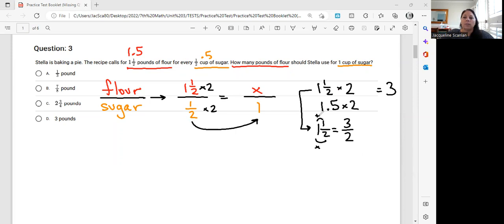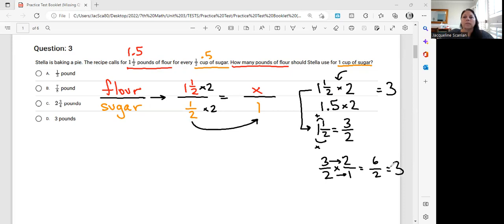All right, so now I'm going to take 3 over 2 and multiply it by 2, because that's what I'm supposed to be doing originally, timesing it by 2. I'm going to put my whole number 2 over 1, and I'm going to multiply straight across. 3 times 2 is 6. 2 times 1 is 2. And 6 over 2, 6 divided by 2 is 3.